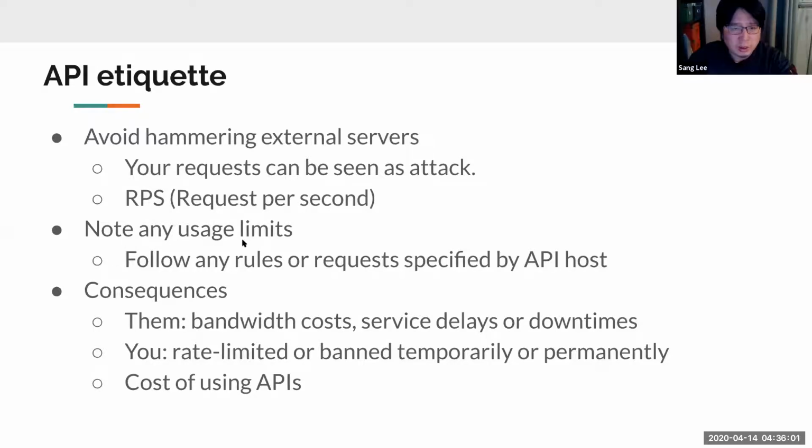And note any usage limit, and follow any rules or requests specified by the API host. The consequences for them are their bandwidth, network traffic, and then service delay and downtime. Your consequences will be, basically, that the amount of calls you can use for free is limited, so you would have to pay from a certain point.